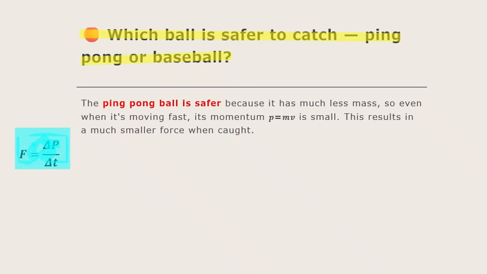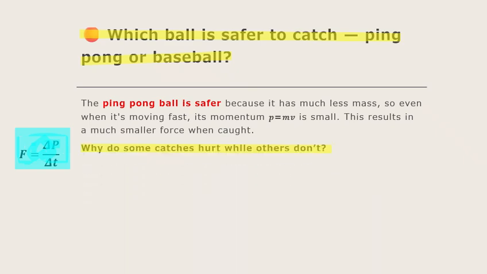So if momentum is small, the force and momentum are directly related, so the force will be small. So it is safer to catch a ping pong ball as compared to a baseball, because a baseball has more mass and it will have more momentum, and if we have more momentum, it will have more force, so that can hurt your hands. Be careful.